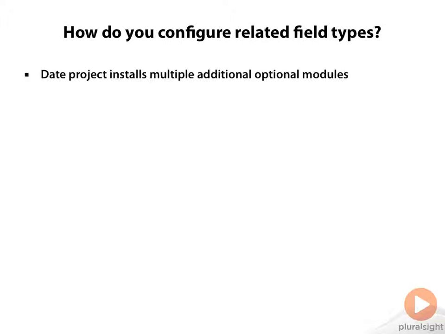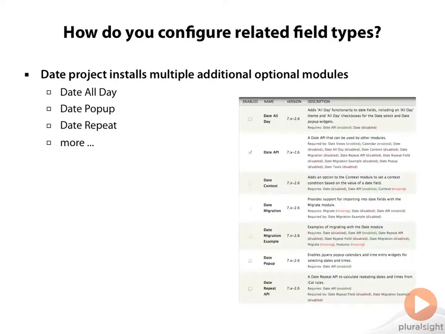Now, we're going to look through the configuration settings that would be relevant here. There are additional modules that can be optionally enabled when you install the date project, including the date all day module, the date pop-up module if you want to have a pop-up calendar, a date repeat module to support multi-day events, and there's many more as well. We'll be taking a look at what the available modules are, but also, you need to know you only want to enable modules you're actually going to use.